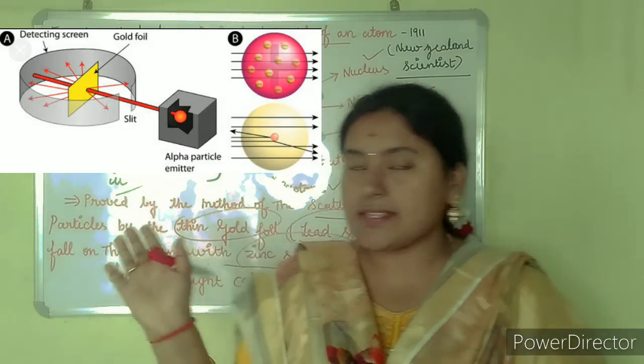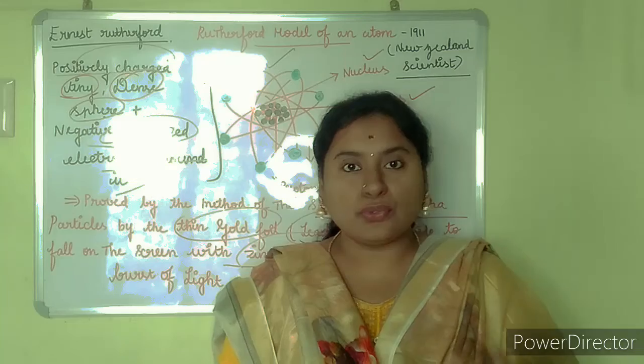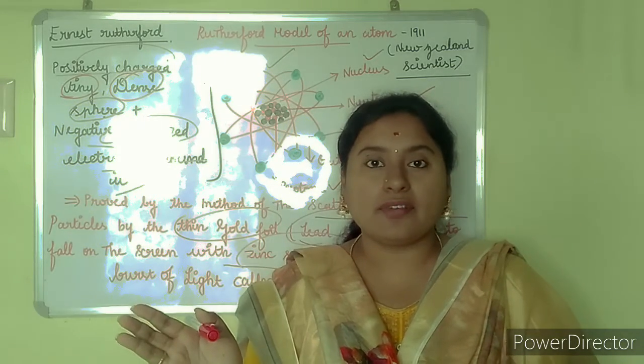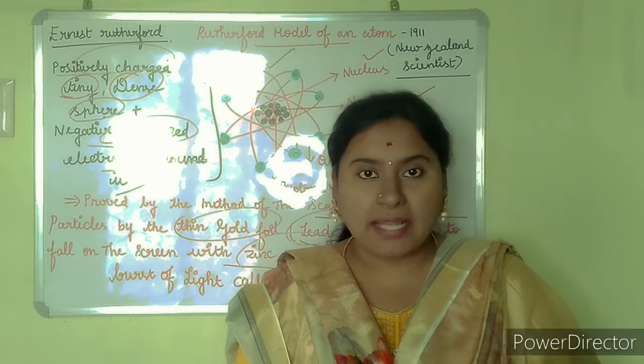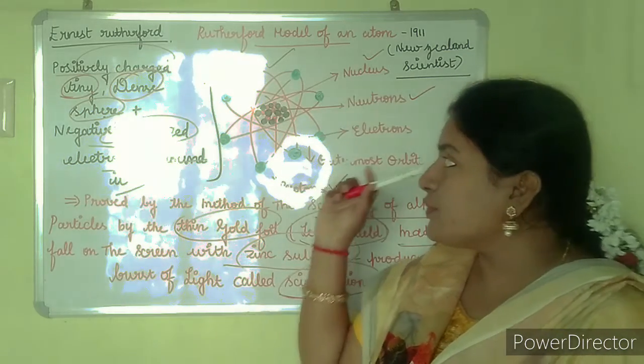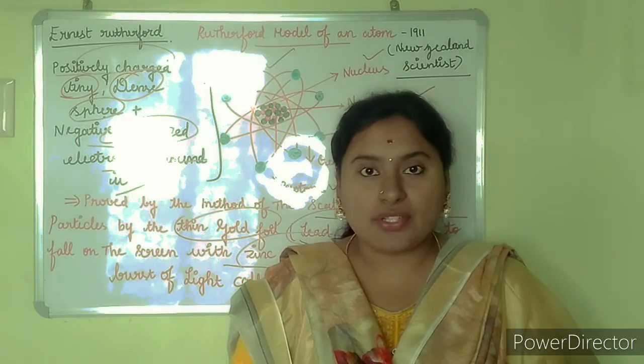This is the experiment done by Ernest Rutherford to prove his Rutherford model of an atom. The Rutherford model of an atom is otherwise called the planetary model of an atom, and he said that protons and neutrons are present in the nucleus and electrons are present in the outermost orbit of an atom.